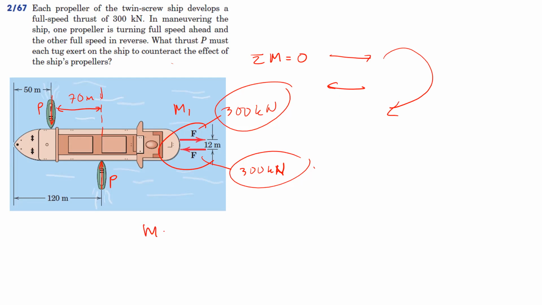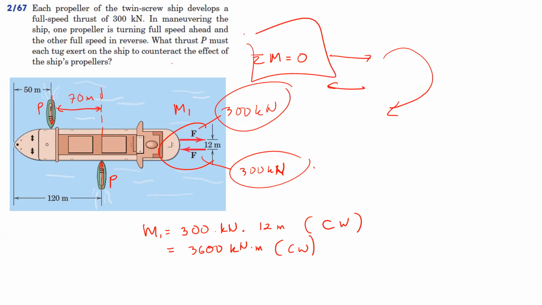Yes. So what is the value of the first moment? It will be 300 kilonewton multiplied by 12 meters, and the direction will be clockwise. This one is supposed to be 3,600 kilonewton meter clockwise. So in order for the total moment to become zero, the total moment is supposed to be M1 plus M2, where M2 is the moment due to P here.